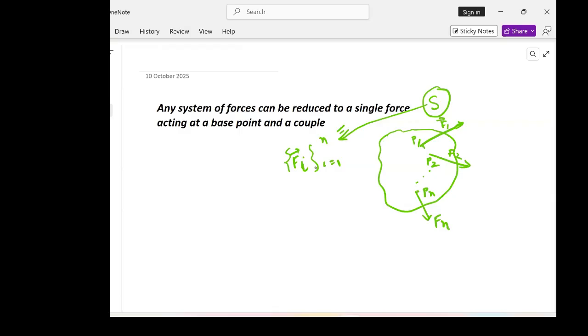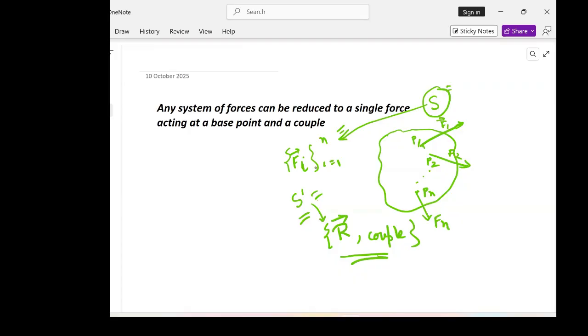So what we are supposed to prove here: this entire system of forces is acting on this rigid body. You will get another system of forces S dashed, which is equivalent to S. And this new system of forces will comprise a single force R acting at some base point, and a couple. We need to prove that S can be reduced to S dashed. That means S and S dashed are equivalent. We need to prove it. So let us see how we can prove that.